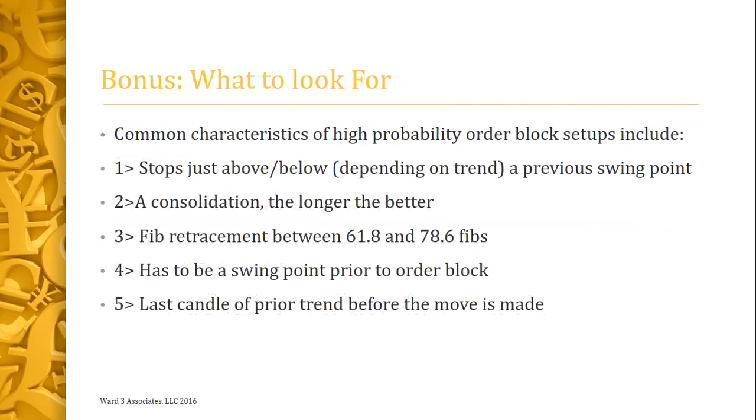What to look for? Some common characteristics of high probability order block setups include stops just above or below, depending on the trend, of a previous swing point. You've got a consolidation. The longer the better, because the longer it is, the more momentum is being compressed, quote unquote. You want to have a fib retracement between the 618 and the 886 fib levels. I need to update that again. And then, of course, there has to be a swing point prior to the order block. The last candle of the prior trend before the move is made is where the order block is. That's a tongue twister right there.